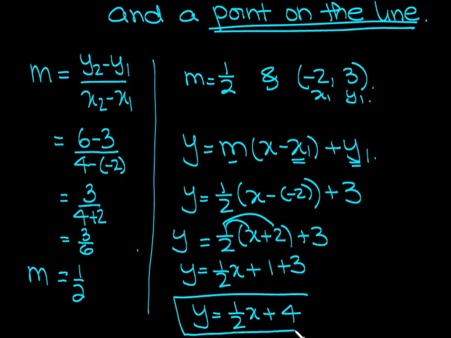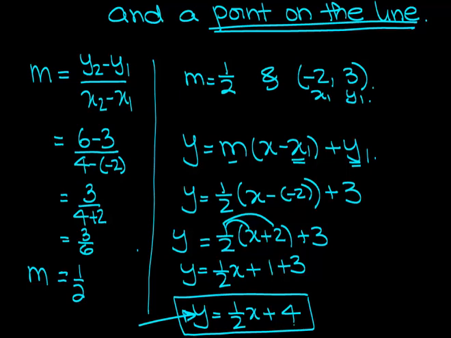So we get y is equal to 1/2 x plus 4. So here's the better answer to that problem. Always isolate y when you write the final answer. It's a nice way to write the equation of a line because it tells you the slope and the y-intercept right away. Okay, so that's how you find the equation of a line.